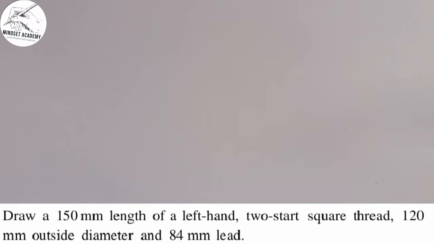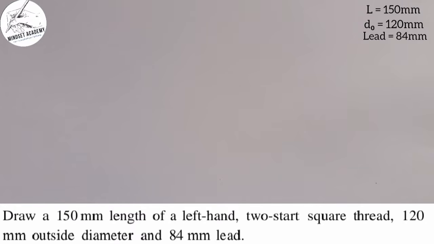So the first parameter here we have is the length of the two-start thread, and that is given as 150 millimeter. Then the outside diameter is given to be 120 millimeter, and the lead is given to be 84 millimeter. Now, if you look at it closely, the pitch of this question is unknown and the internal diameter is unknown, right?